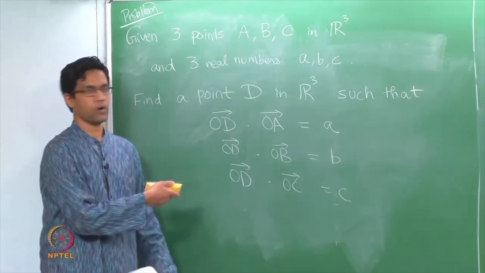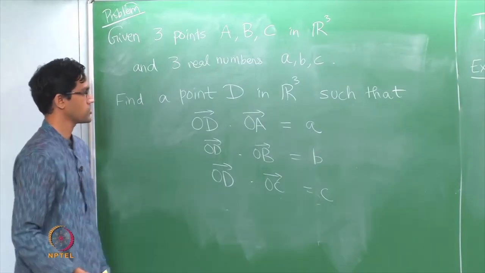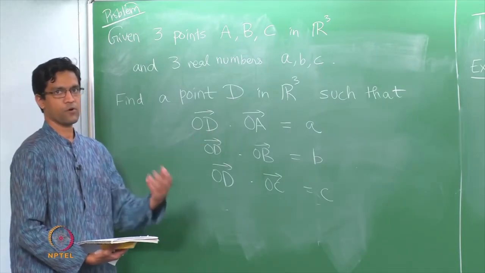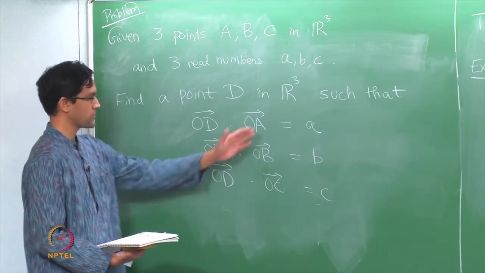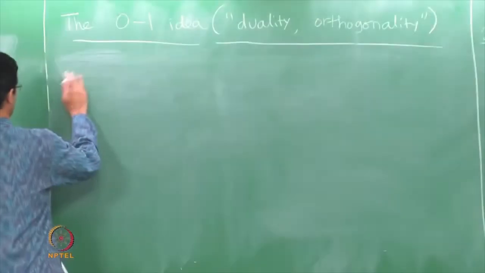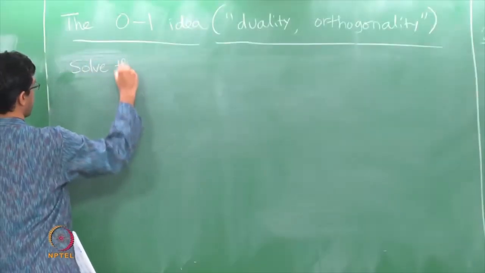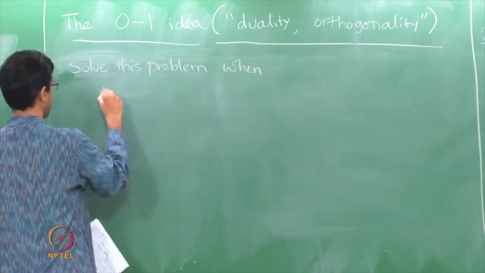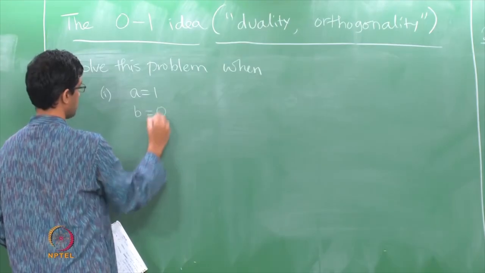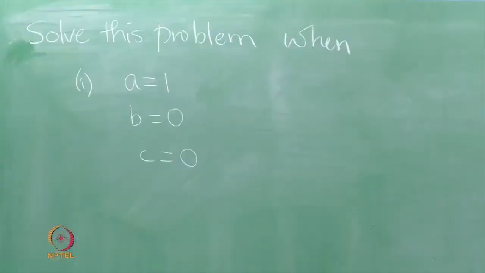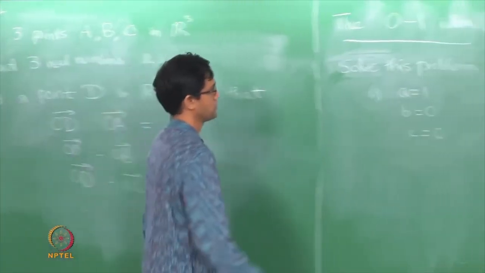So let's see what the 0-1 idea would refer to in this context. Before we solve the general problem, in the earlier case we sort of found those special polynomials, right? So similarly here, let's solve a special version of this problem. Let's solve the case when A is 1 and B and C are both 0. In other words, I want to find a point D such that the position vector of D has dot product 1 with OA and has dot product 0 with the other 2 fellows. Okay. So that's the first thing.